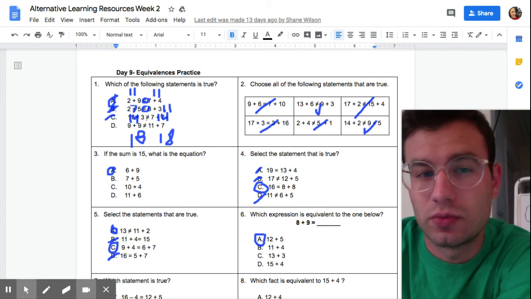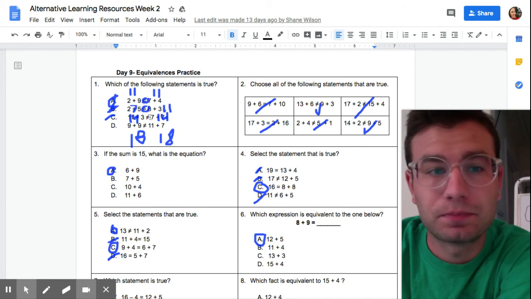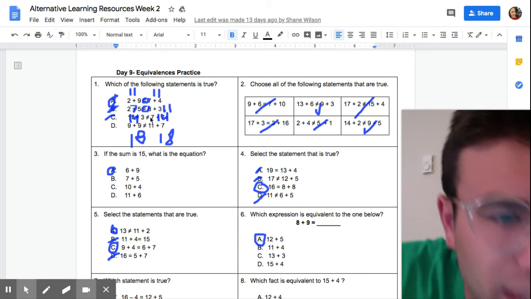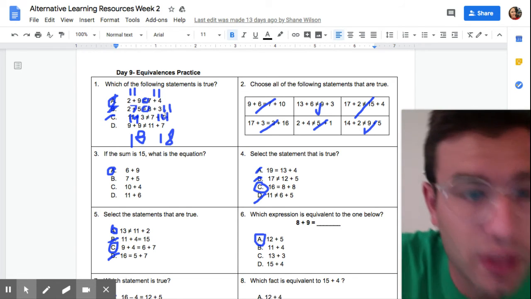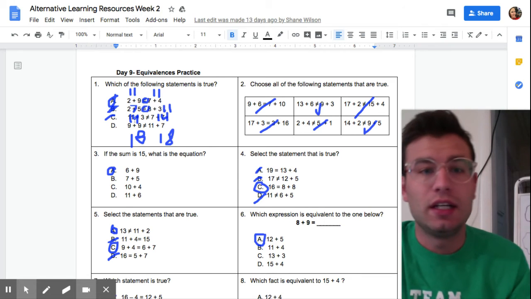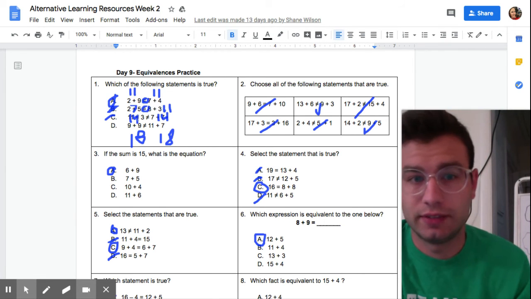But watch these ones, the not equal ones. What does that say? That says 11 plus 3 is not equal to 7 plus 7. So I know 11 plus 3 is 14. So I did the one side. Now I had to go to the other side.